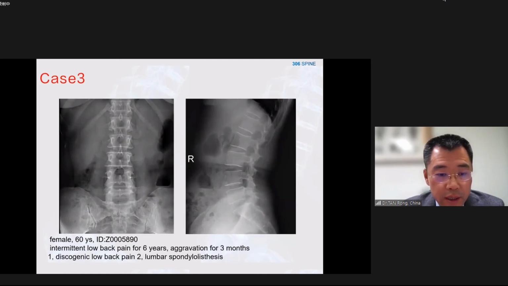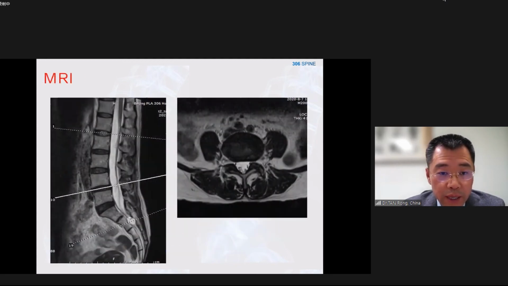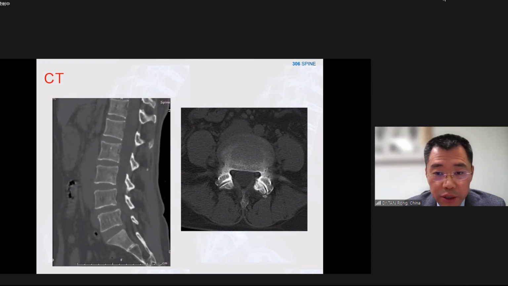The third case is a 60-year-old female, and she had intermittent low back pain for 6 years, aggravated for 3 months. From the MRI, we can see a little bit of spondylolisthesis, and the disc height is a little bit lower at the L4-5 level. And the CT scan shows a little bit of arthrosis in the L4-5 facet joint.